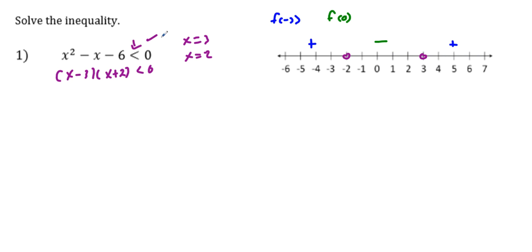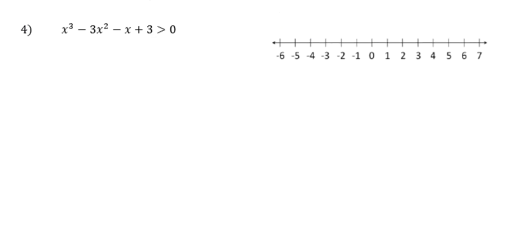So my solution, being that we're looking for less than, is going to be this right here between negative 2 and 3, non-inclusive because that's not an equal sign. So that's all we're going to do, negative 2, 3. There's my solution. The second one requires a little bit more effort.